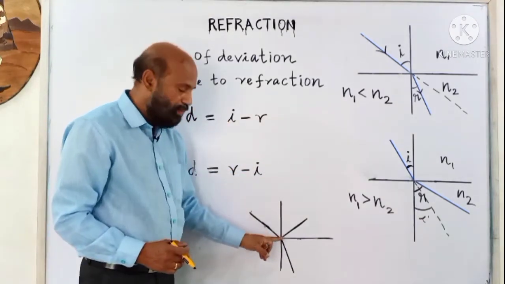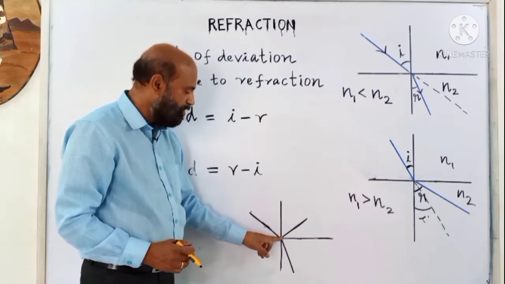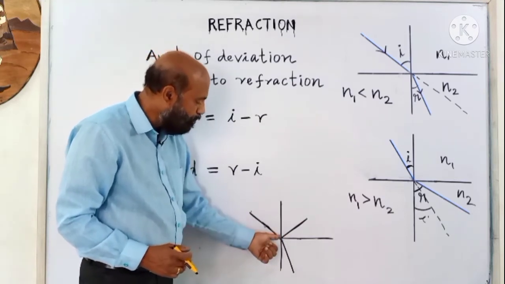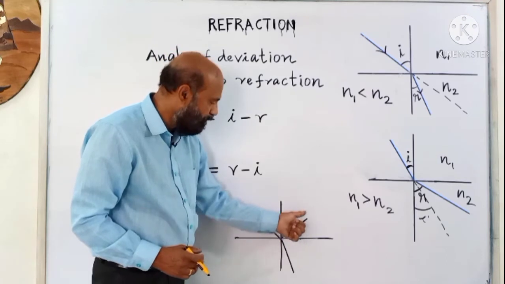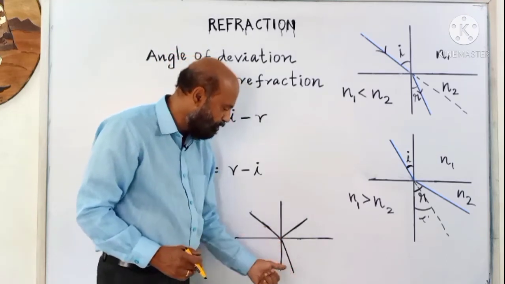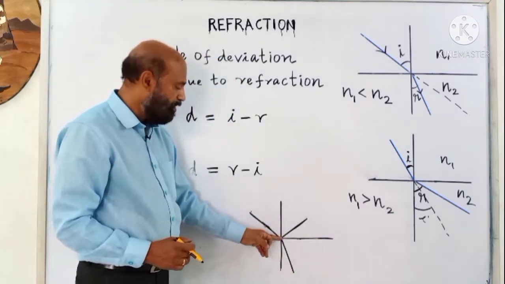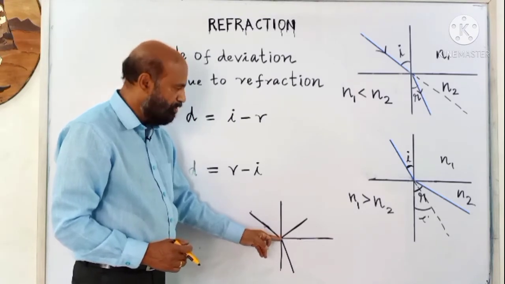At any refracting surface, a part of the light will be reflected, another part will be refracted. So this is what is called simultaneous reflection and refraction.